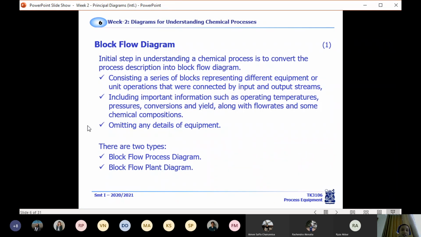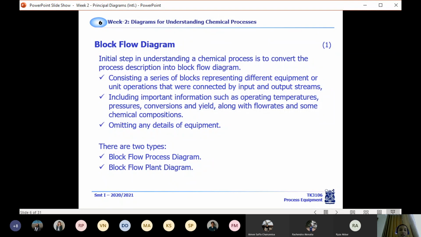Because the information is very limited, it is much easier to understand the process from the block flow diagram. And then there are two types of block flow diagram. First is the block flow process diagram and second the block flow plant diagram. What's the difference between the block flow process diagram and the block flow plant diagram?